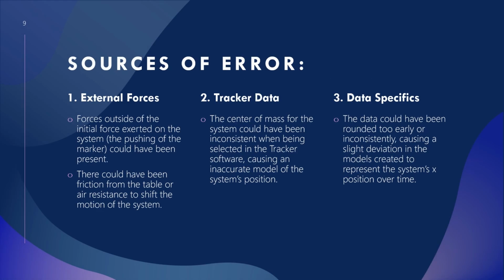Possible sources of error include external forces. These include forces such as friction by the table or air resistance that are not, in fact, negligible as assumed by the experiment. Tracker data is also a second source of error.